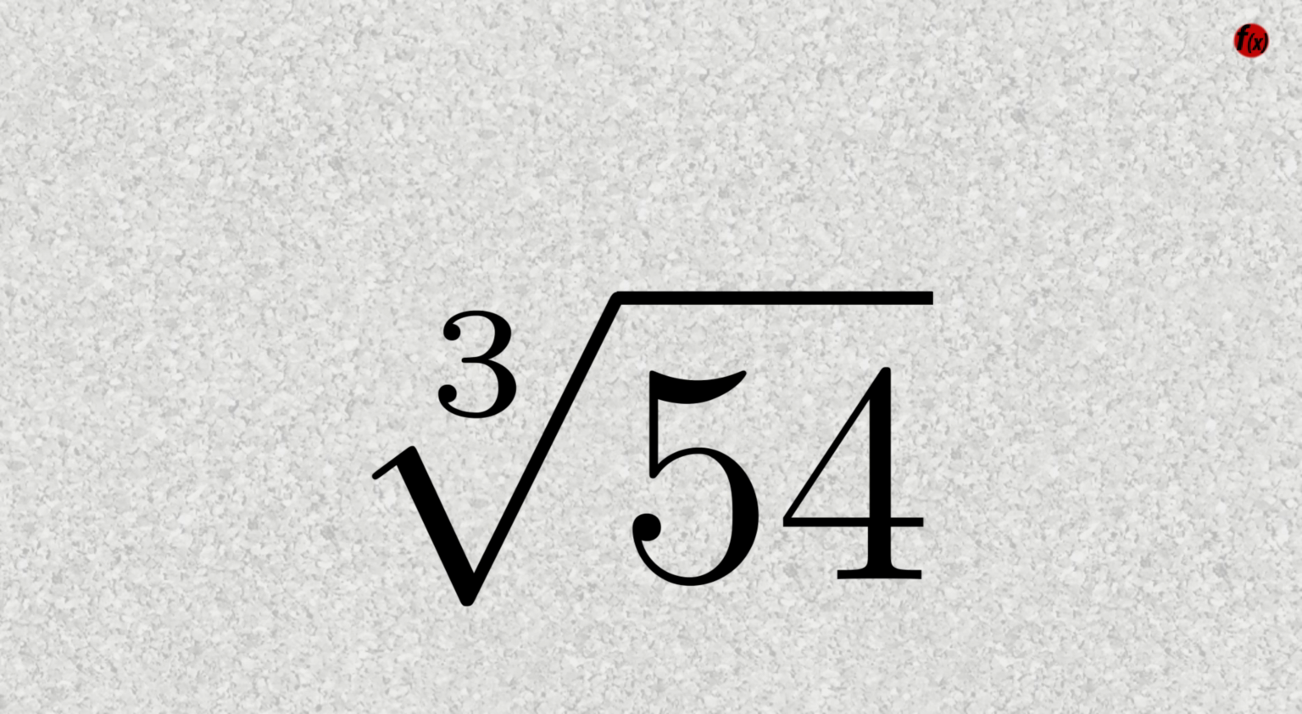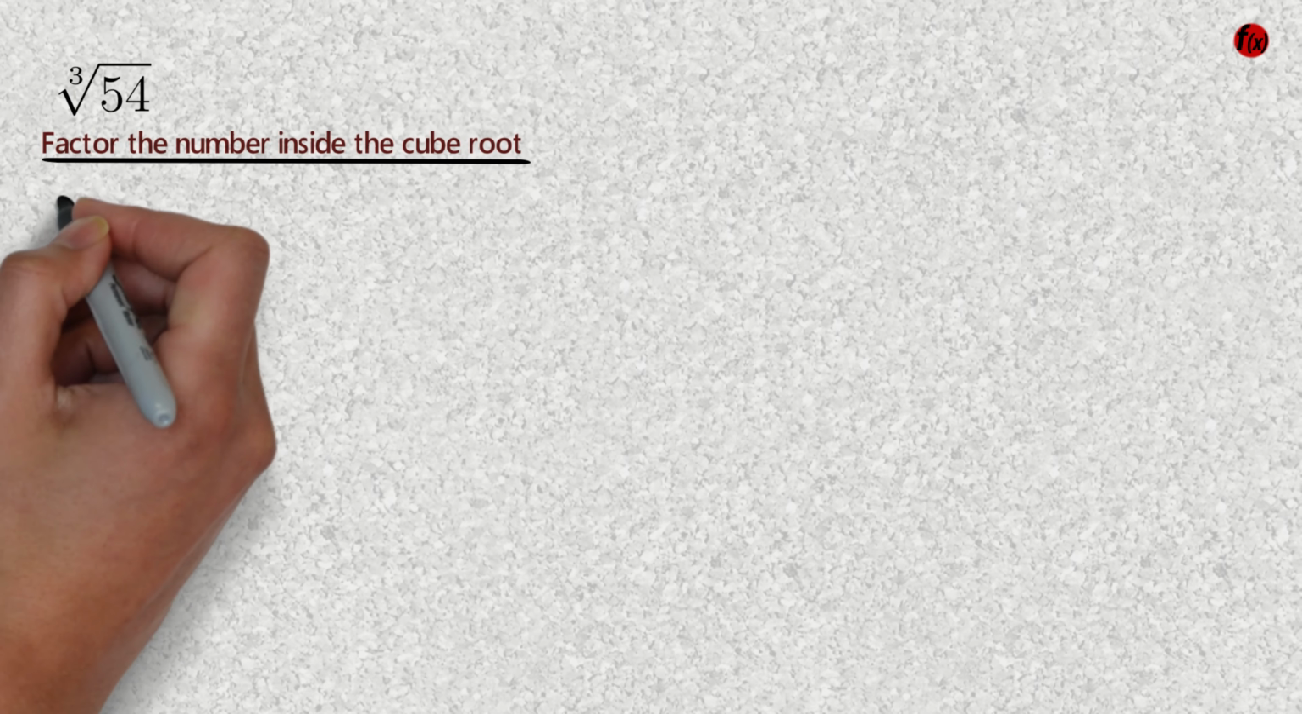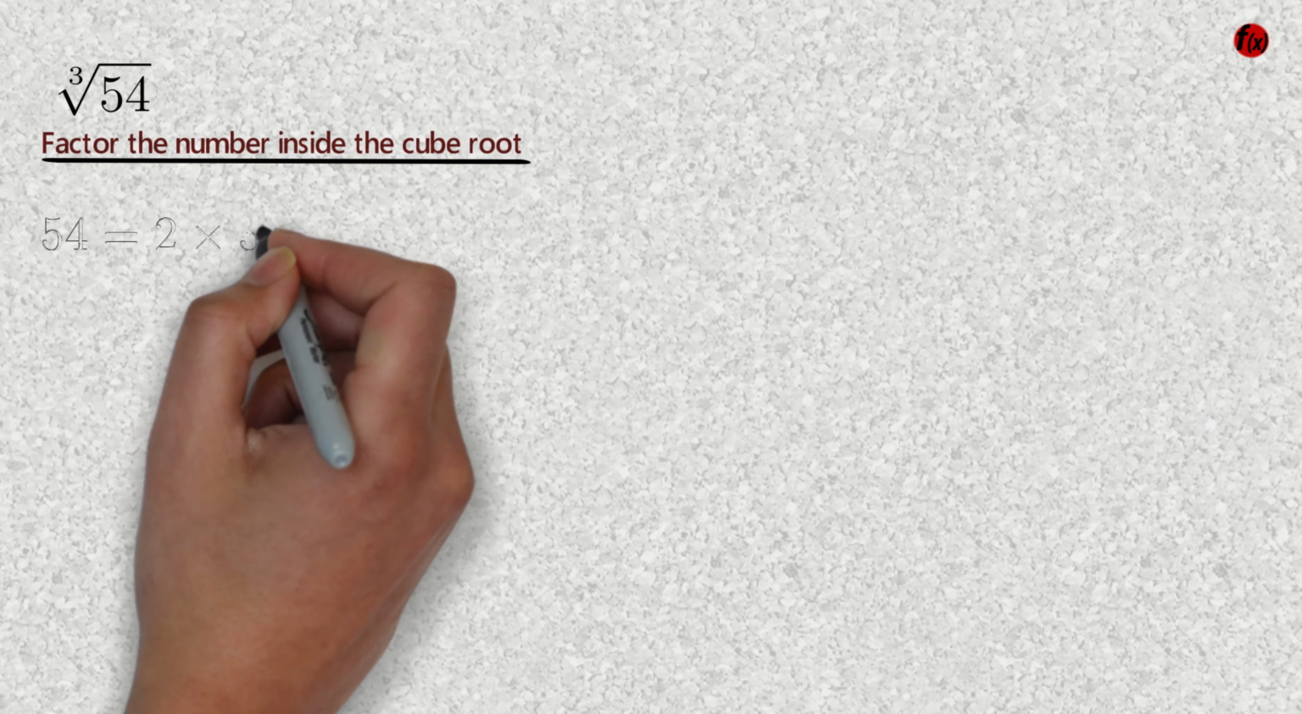To simplify a radical expression involving a cube root, let's consider the expression cube root of 54. Step 1. Factor the number inside the cube root. First, we can factor 54 into its prime factors. 54 equals 2 times 3 cubed.